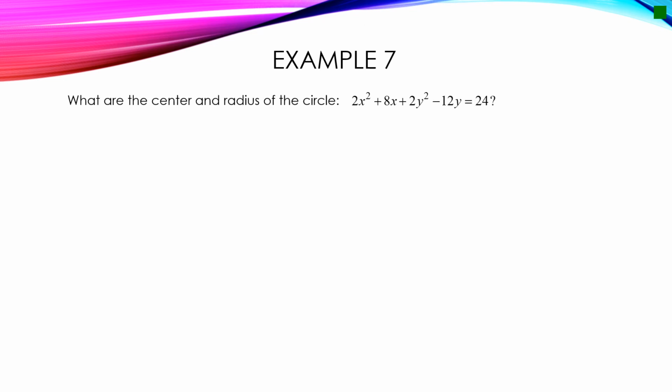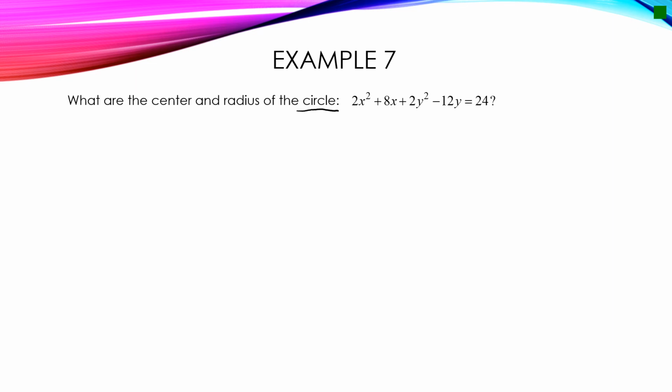All right, let's look at example 7. It says, what are the center and the radius of the circle? 2x squared plus 8x plus 2y squared minus 12y equals 24. And in this particular case, they give us that it's a circle, which is a good thing because this does not look like a circle at all.